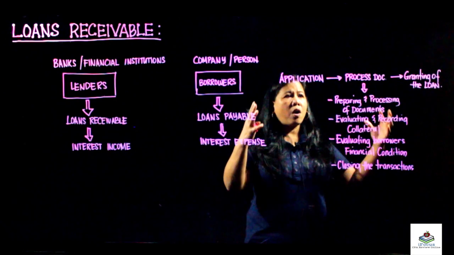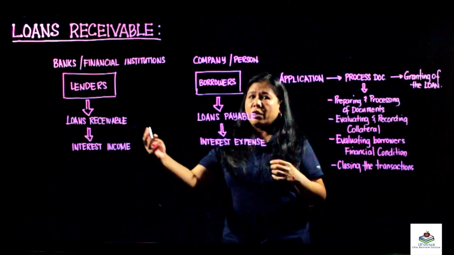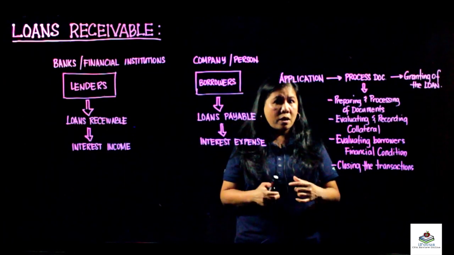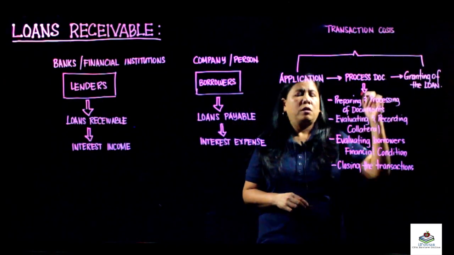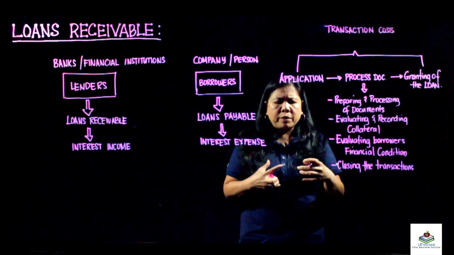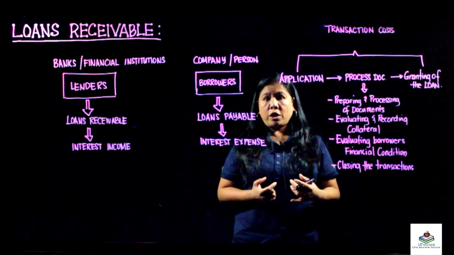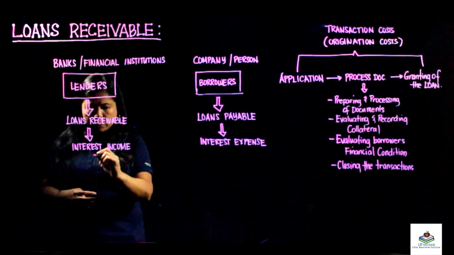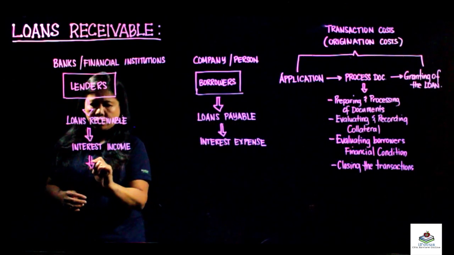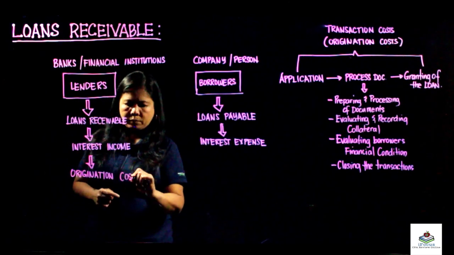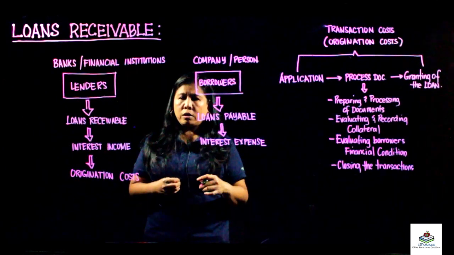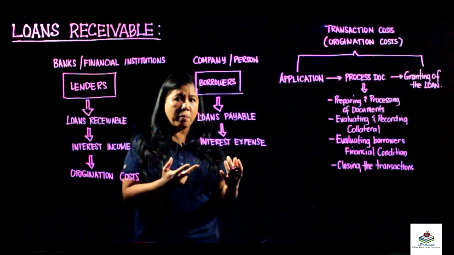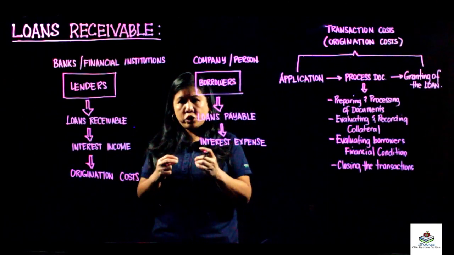In doing this process, the lender incurs a cost, and this cost is called transaction cost. This transaction cost is specifically called origination cost on the part of the lender or the bank. On the part of the borrower, any origination cost that is charged to the borrower will be called origination fees.